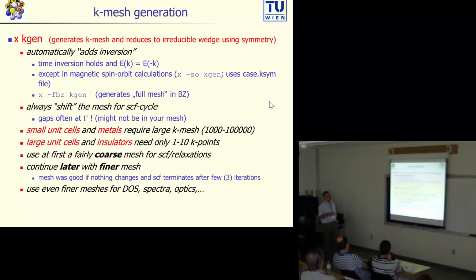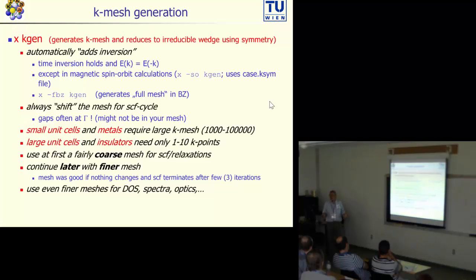Usually you should use this shifted K-mesh, this Monkhorst-Pack mesh, but if you are interested in gaps, these gaps are often at gamma. So what you read from the SCF cycle for the value of the gap might be too large compared to what you really have if the gap is at gamma and gamma is not in your mesh. Then you should use the gap value of the SCF file only as a first hint and really plot the band structure, look at what the gap is at gamma, and read it off from the band structure.